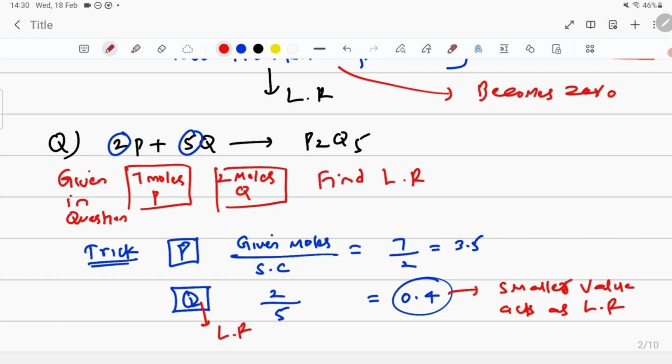So the trick to find the limiting reagent is: given moles per stoichiometric coefficient for both the reactants, and whichever reactant gets the smaller value for this ratio acts as the limiting reagent. Smaller value for Q, that's why Q is the limiting reagent. We calculate the overall product only by using the limiting reagent. I hope the limiting reagent concept is clear to you. We use only the limiting reagent for the calculation.